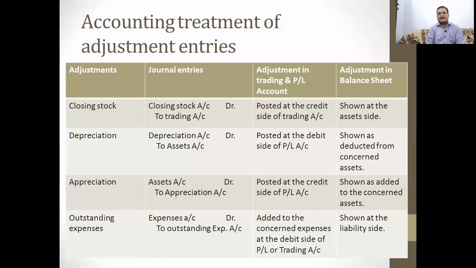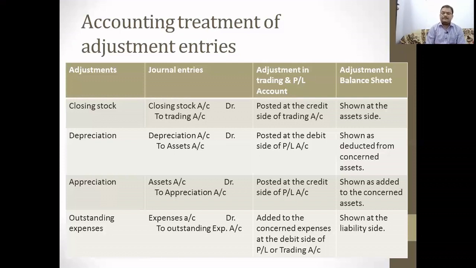Closing stock is that stock which remains at the end of the financial year. While we are preparing the profit and loss account at the end of the financial year, the stock that remains is called closing stock. That closing stock is shown two times while preparing final accounts. First of all, we show it at the credit side of the trading account, and again we show it at the asset side of the balance sheet. So the journal entry passed for that closing stock is: closing stock account debit to trading account, because it affects the trading account.